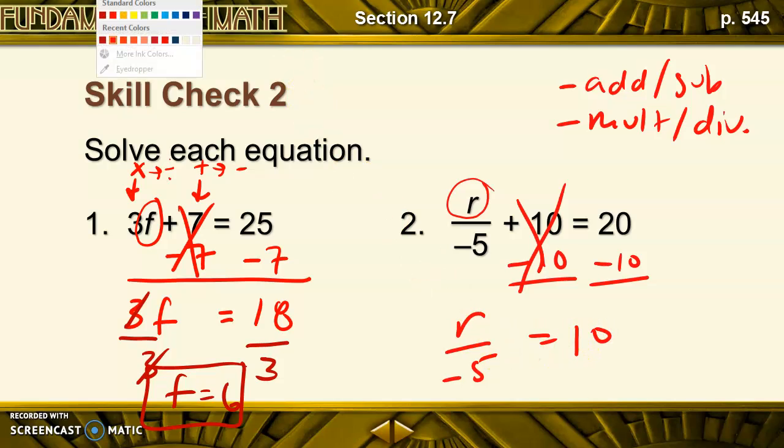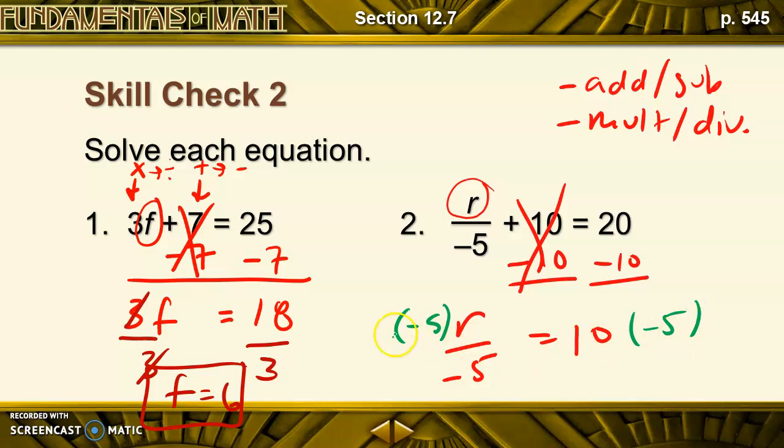Then how do I get rid of this negative 5? Well, this is r divided by negative 5, so the opposite of dividing is multiplying. And I have to do it on both sides. These cross cancel. I'm left with r is equal to negative 50. How would I check my answer? I would plug it back into my original equation.